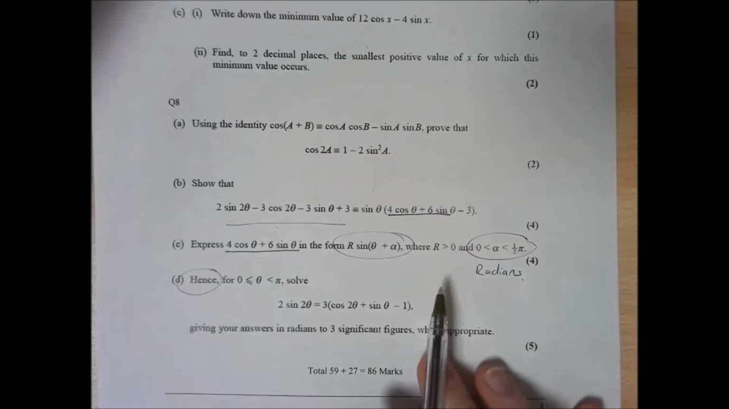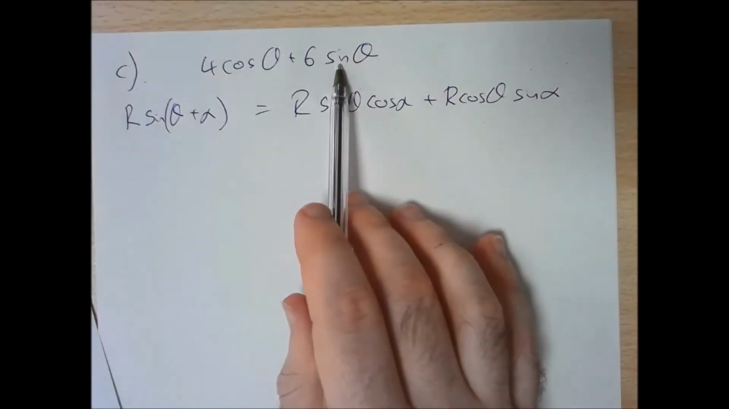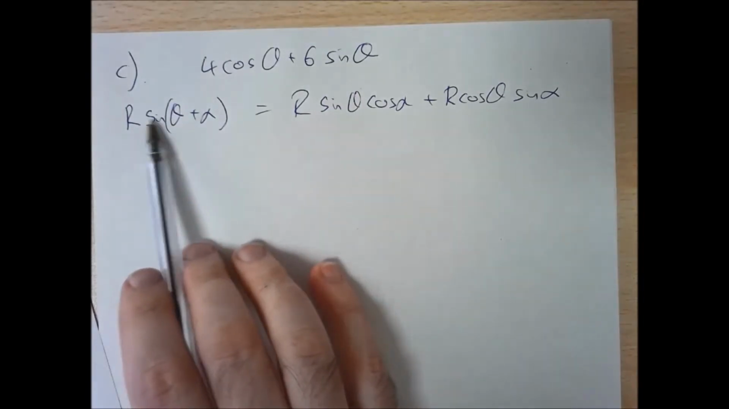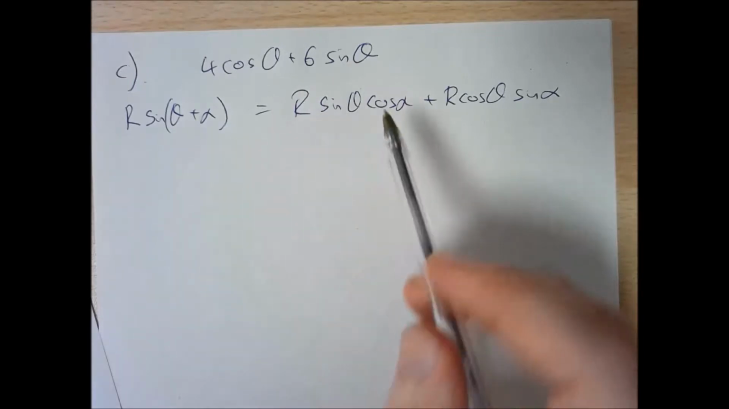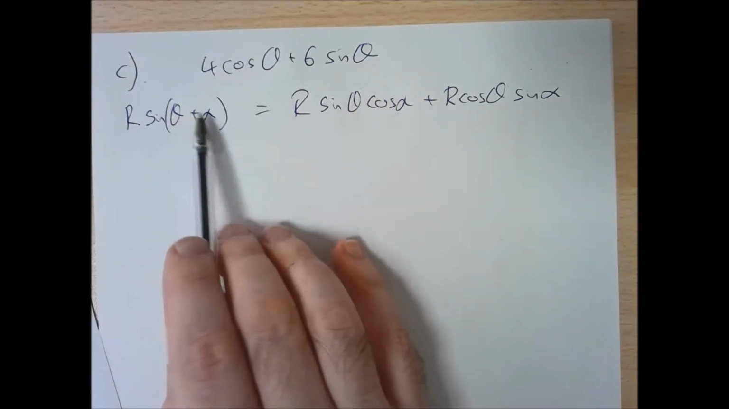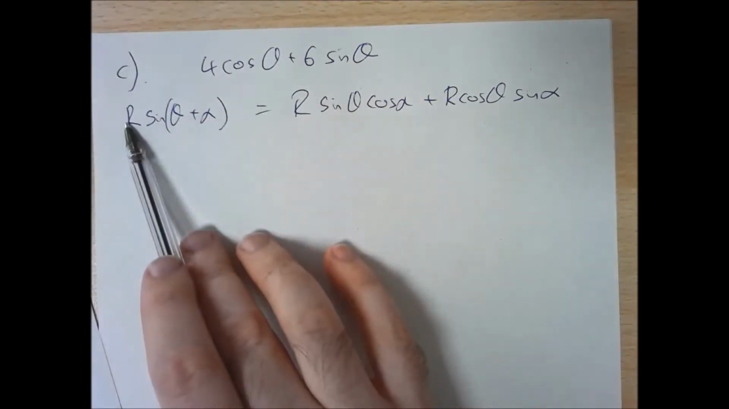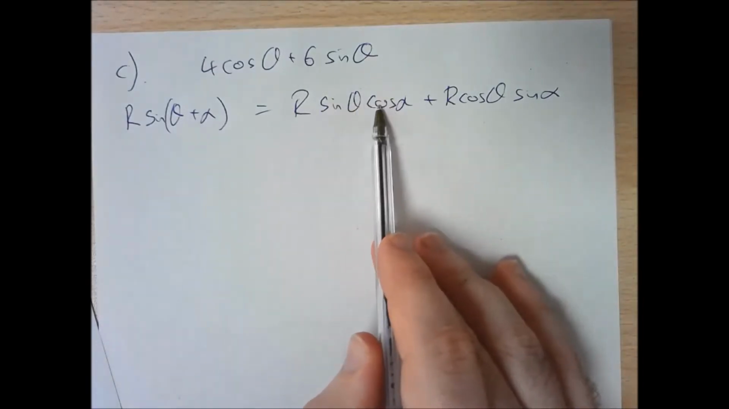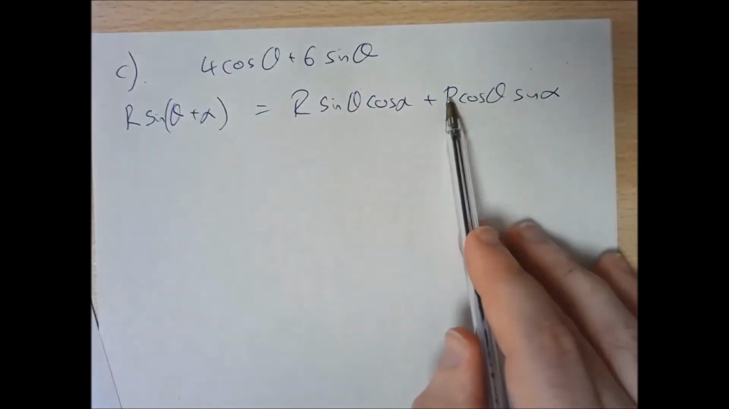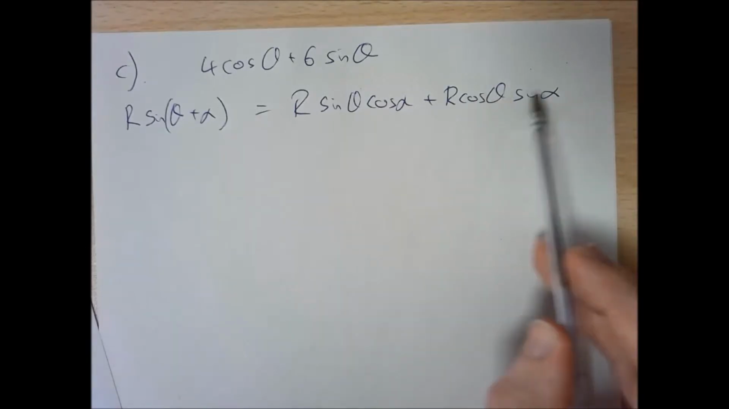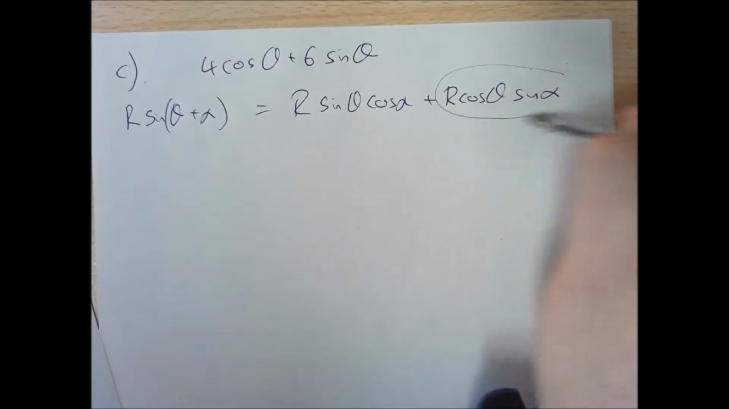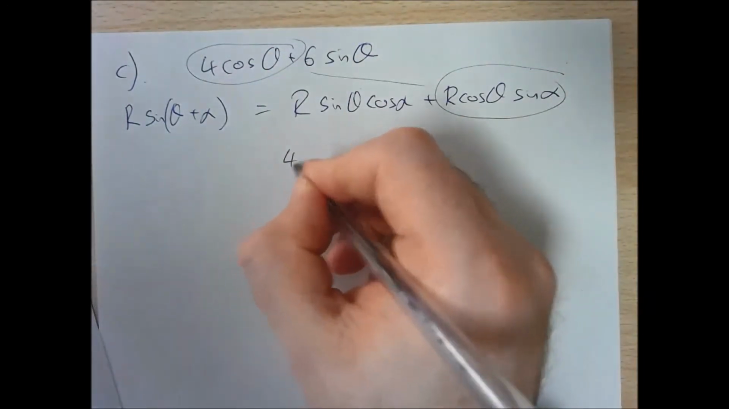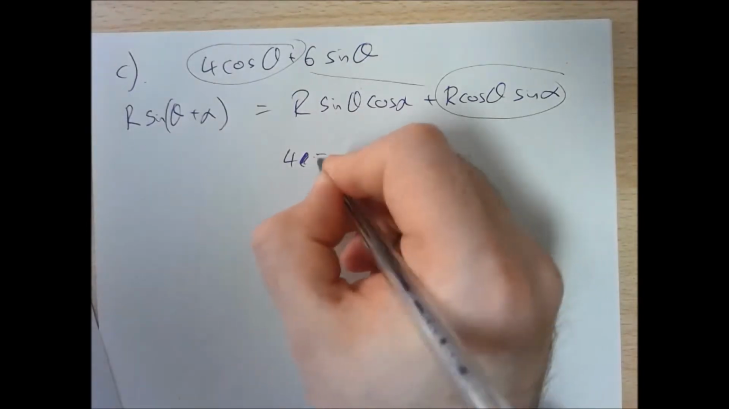So I've written out my 4 cos theta plus 6 sine theta. I've written out my expansion of r sine theta plus alpha. So this just came straight out the formula book. This is using the sine A plus B, multiplying it by r. So we get r sine A cos B plus r cos A sine B. So we get that. Pairing these up, pairing up the coefficients, these two have actually swapped sides. So we get 4 here equals r sine alpha.